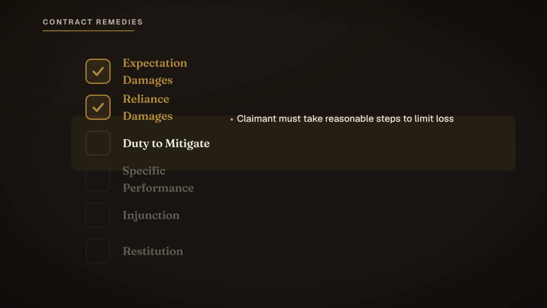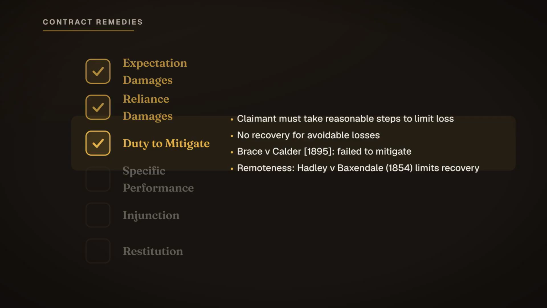A claimant cannot simply sit back and let their losses pile up. They are under a duty to take reasonable steps to mitigate their loss. Brace v. Calder in 1895 is an early illustration. The claimant failed to take reasonable steps to minimize loss, and recovery was reduced as a result. Alongside mitigation, the rules on remoteness also limit recovery. Under Hadley v. Baxendale, decided in 1854, a defendant is only liable for losses that arise naturally from the breach, or that were in the reasonable contemplation of both parties at the time of contracting. Losses that are too remote are simply not recoverable, however real they may be.